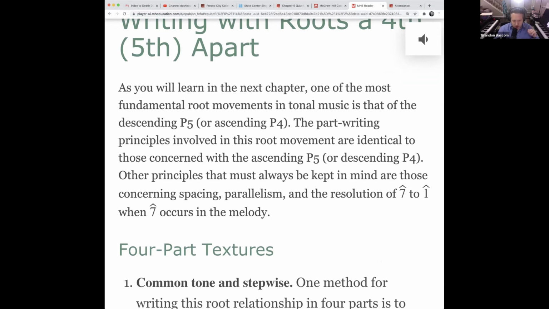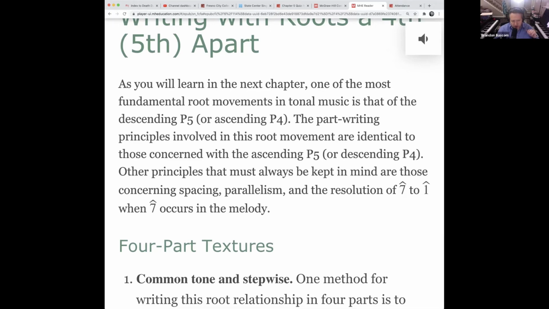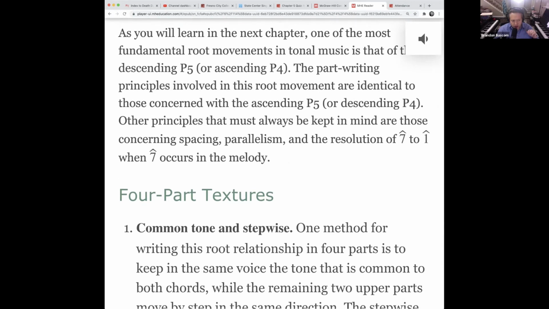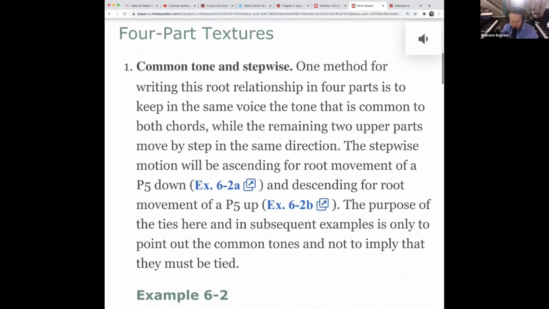Other principles that must always be kept in mind are those concerning spacing, parallelism, and the resolution of scale degree 7 to scale degree 1 when scale degree 7 occurs in the melody. So they're already backtracking off of our norm, which said scale degree 7 has to go to scale degree 1. They're now saying scale degree 7 needs to go to scale degree 1 if it's in the melody. But they're going to say if it's in the inner part, it doesn't have to. Already breaking the norms.